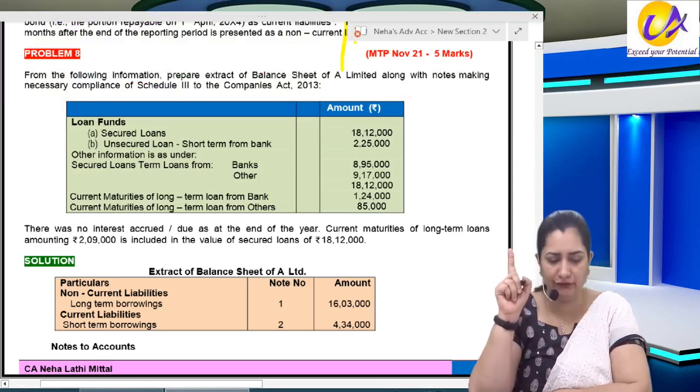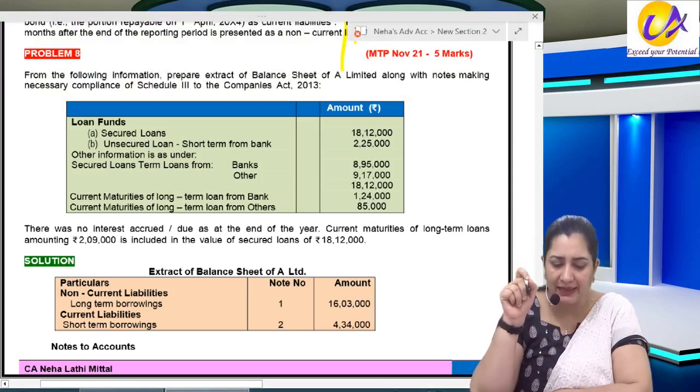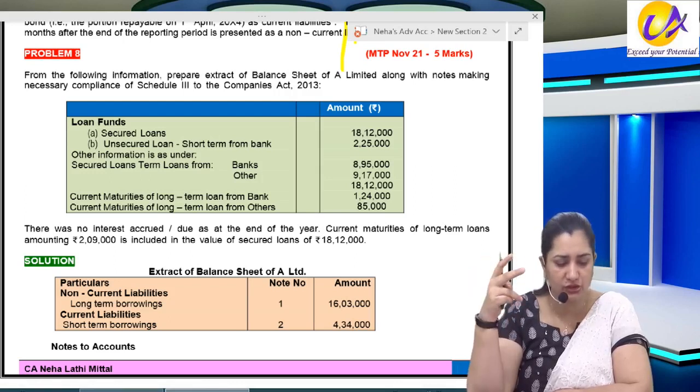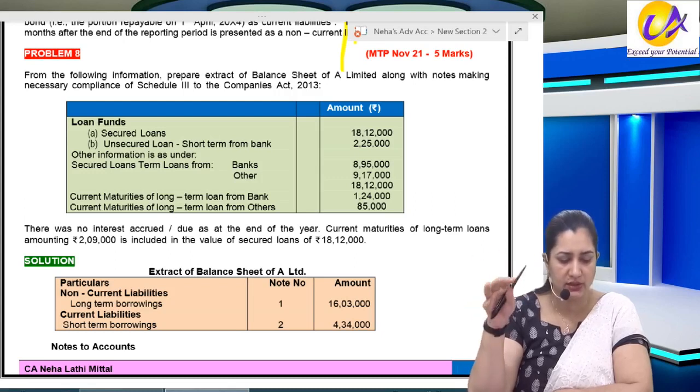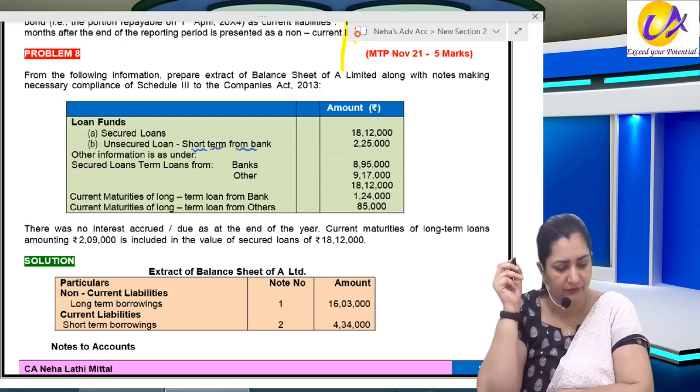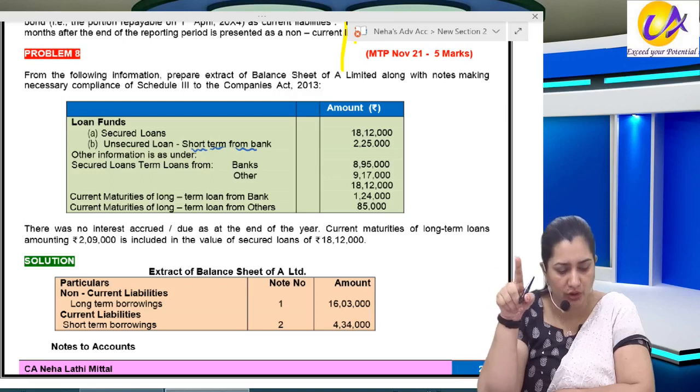From the following info, prepare a balance sheet extract along with the notes, making compliance of Schedule 3. So you have to give Schedule 3 requirements in this. Loan funds: two loans are there, secured loans and unsecured loans. Short term from bank, the short term loans we are having. Other information: secured loan from banks and others.